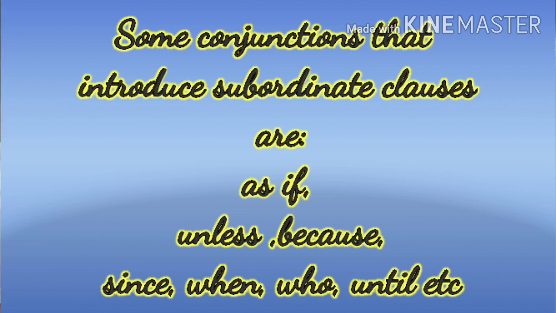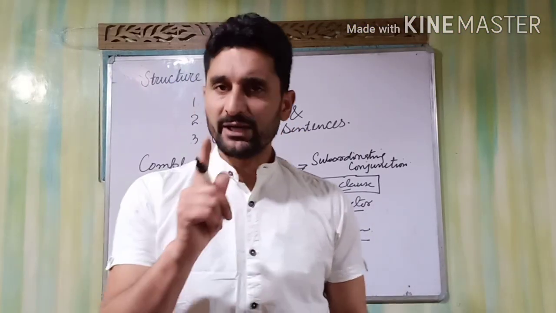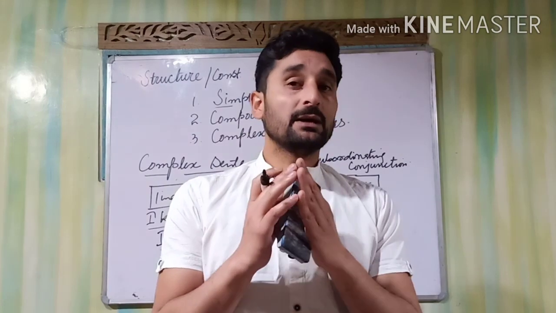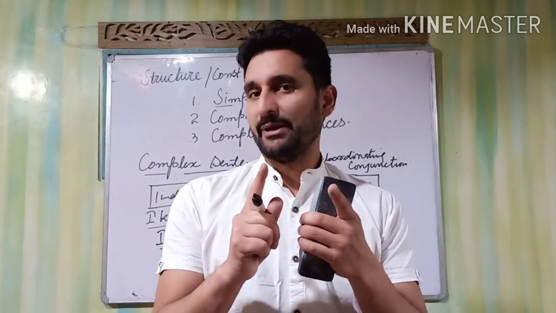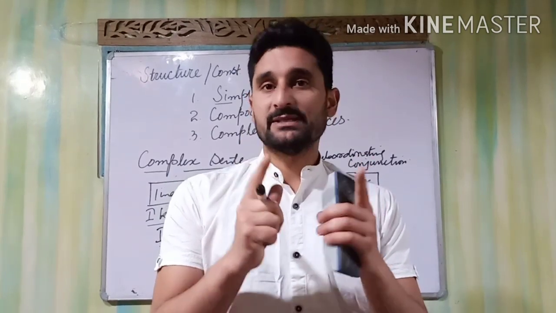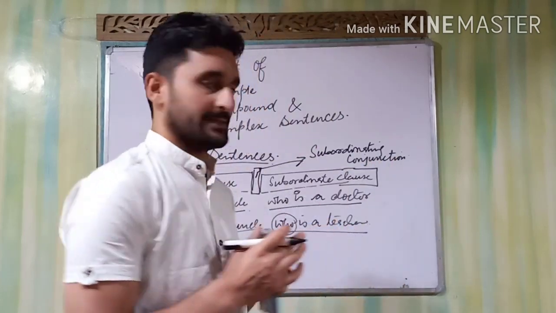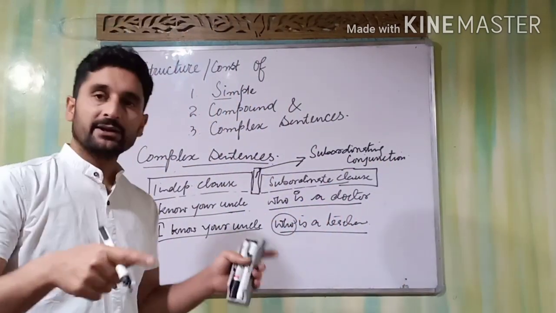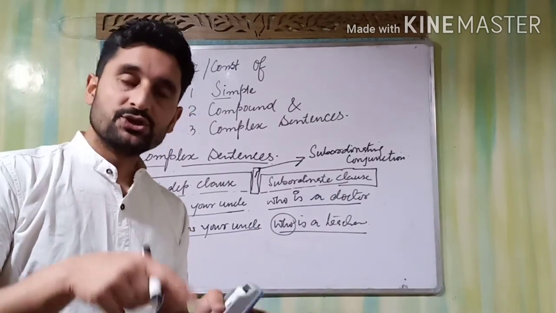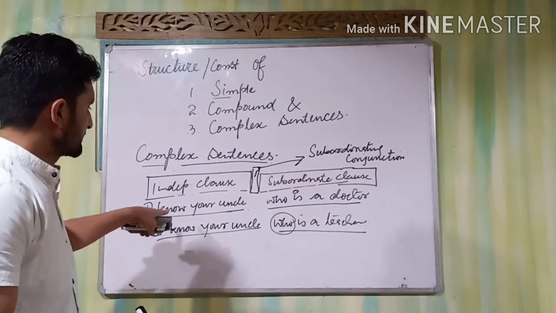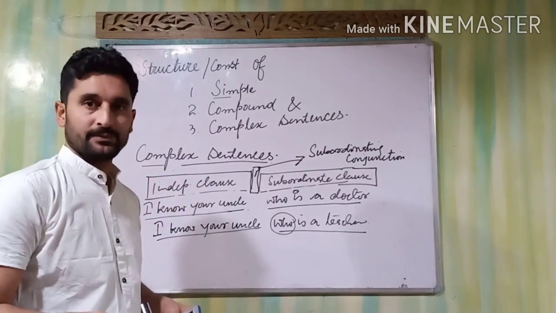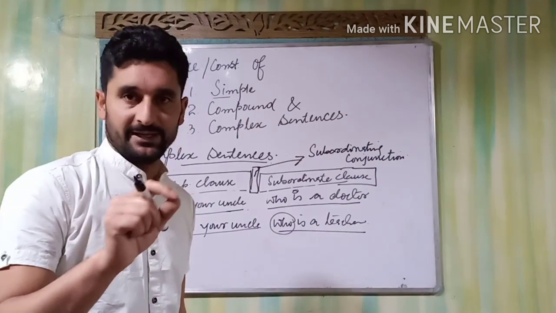So this was about simple, compound, and complex sentences. We only discussed the structure or construction of these three types of sentences. Let me repeat again. A simple sentence contains only one independent clause. A compound sentence contains two independent clauses, which means two simple sentences joined by a coordinating conjunction. A complex sentence contains one independent clause and one subordinate clause joined by a conjunction, which is known as a subordinating conjunction.